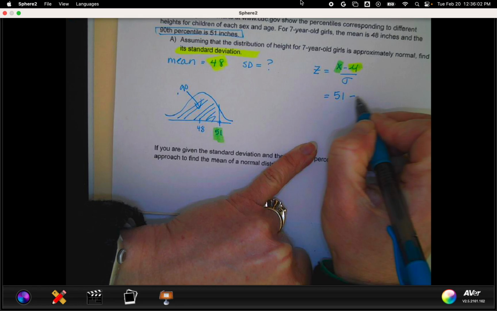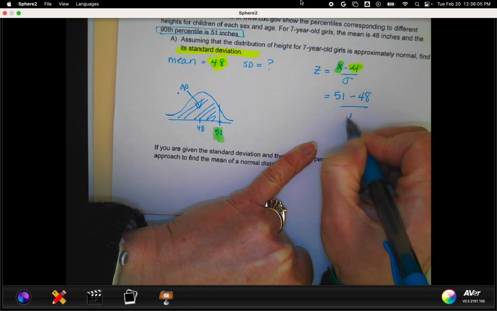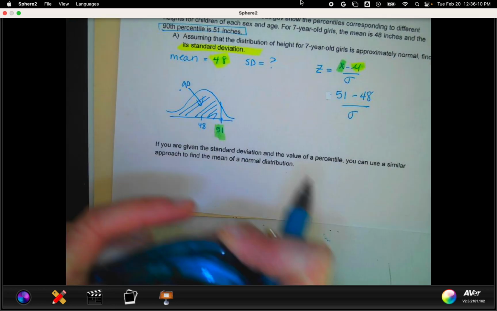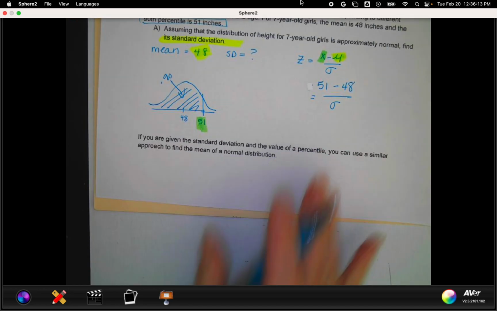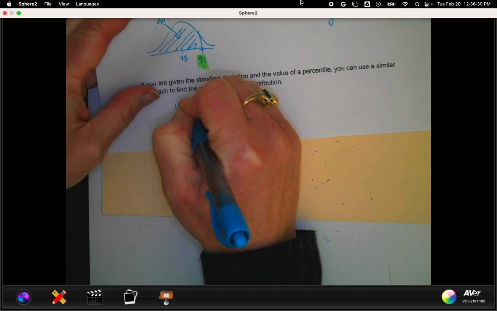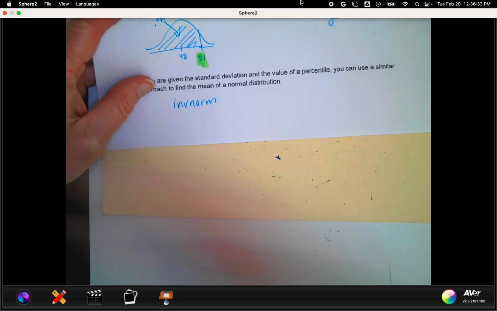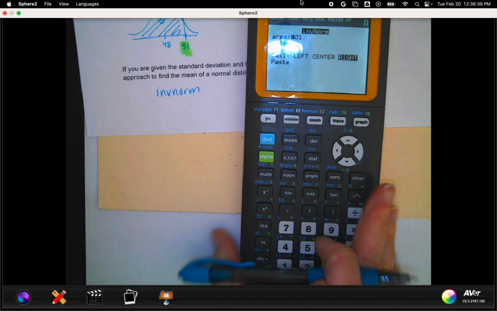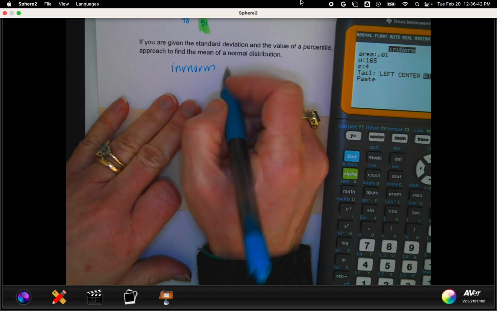What else can I find with what I know? We can find the z-score. So we can find the z-score that has 90% to the left of it. You can use the chart, or you can use the calculator. How do you do it on the calculator if you're trying to find a z-score? So we'd have inverse norm. What would I put in for area? I'd put the 0.9 in.